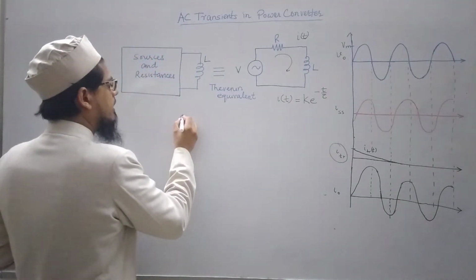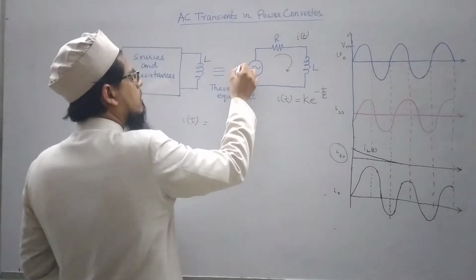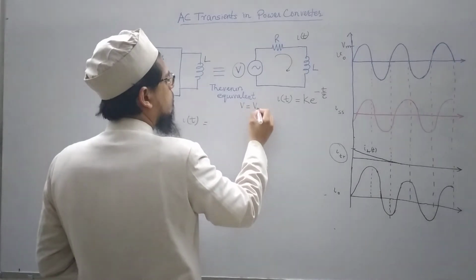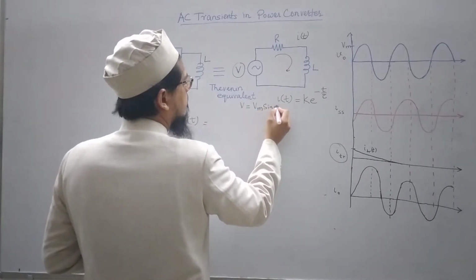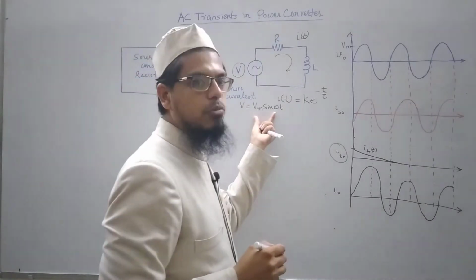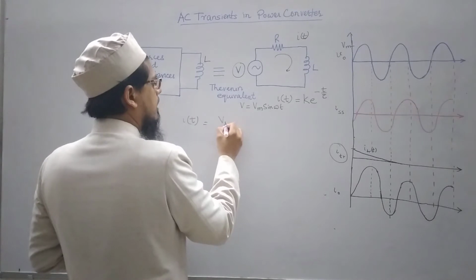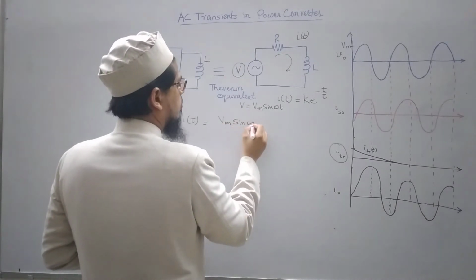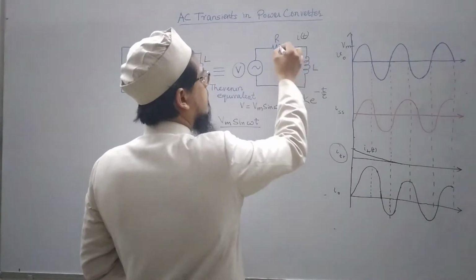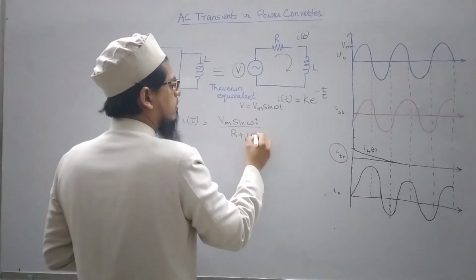So basically this IT from the circuit here, and let me assume now that this V is equal to Vm sin omega t, which is the normal input which is given to a converter. So IT equals Vm sin omega t divided by the impedance. So impedance is R plus j omega L.